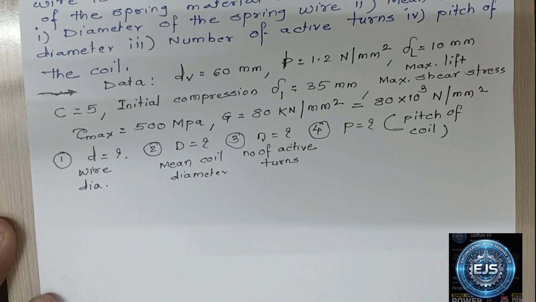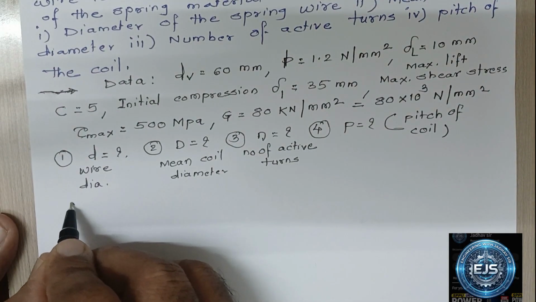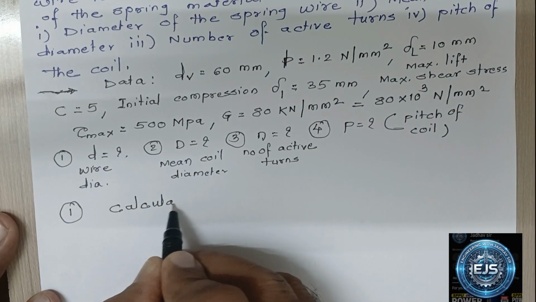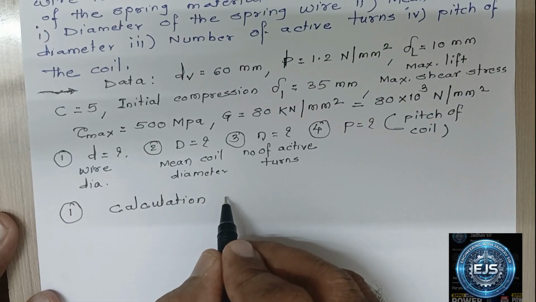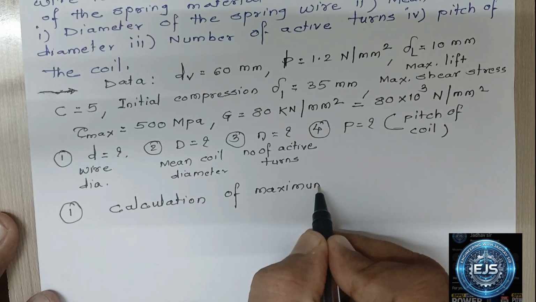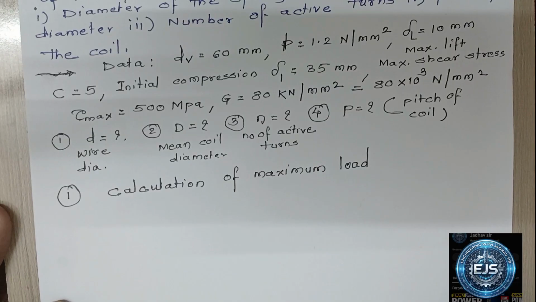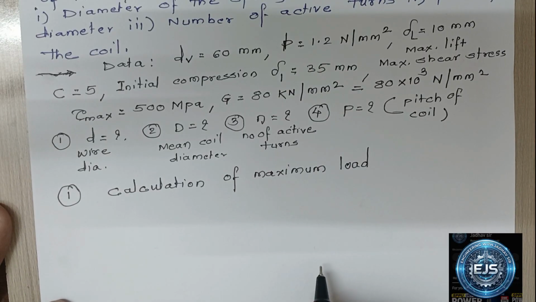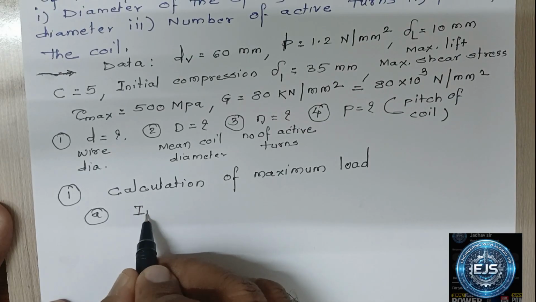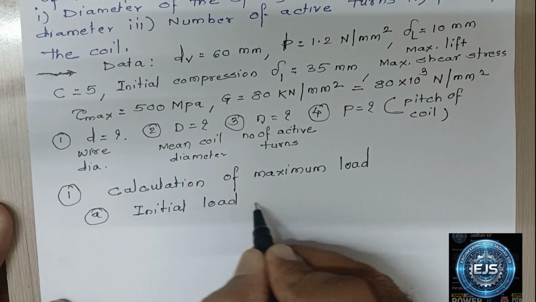सो वेरी फर्स्ट स्टेप इज टू कैलकुलेट द मैक्सिमम लोड एक्टिंग ऑन द स्प्रिंग. Calculation of maximum load acting on a spring. क्योंकि स्प्रिंग जो डिजाइन करना होता है वो मैक्सिमम लोड के लिए डिजाइन करना पड़ता है. सो वेरी फर्स्ट स्टेप इज वी हैव टू कैलकुलेट द इनिशियल लोड ऑन अ स्प्रिंग. सो first we will calculate initial load acting on a spring for initial compression of the spring.